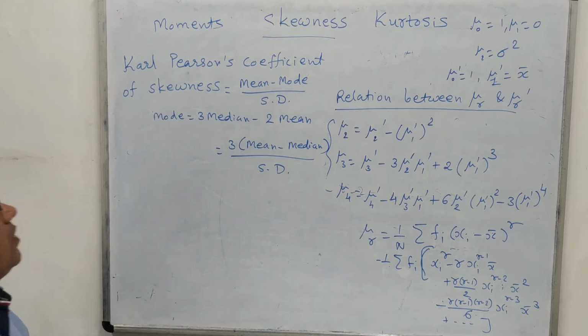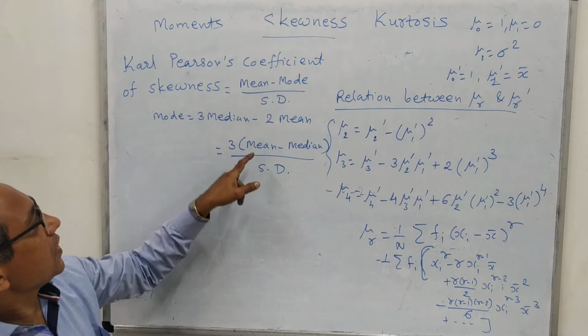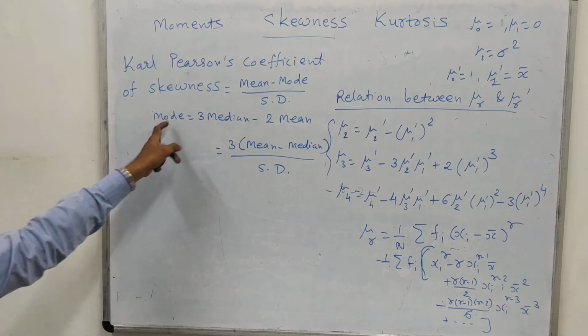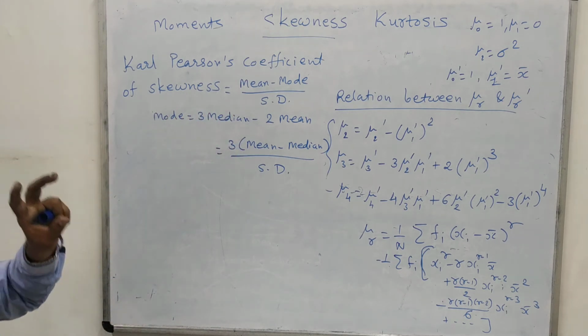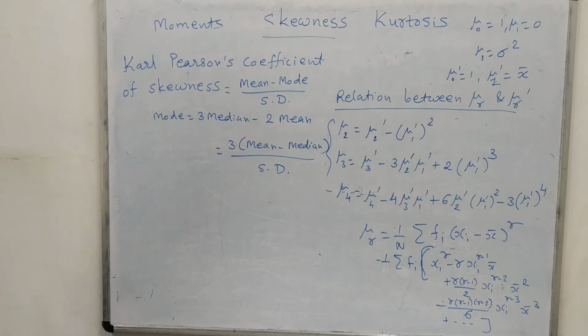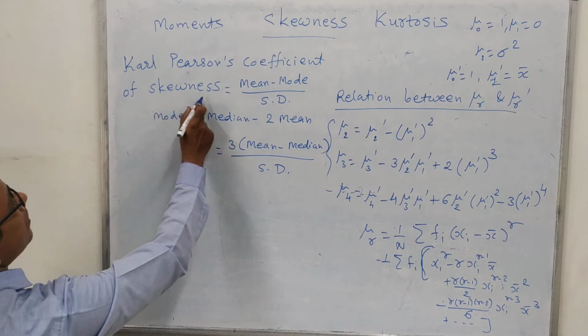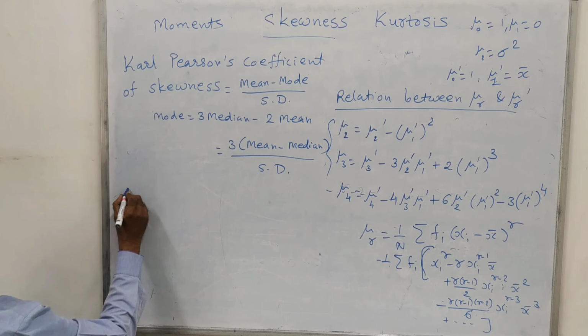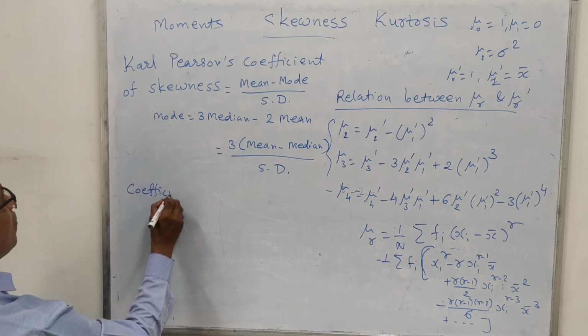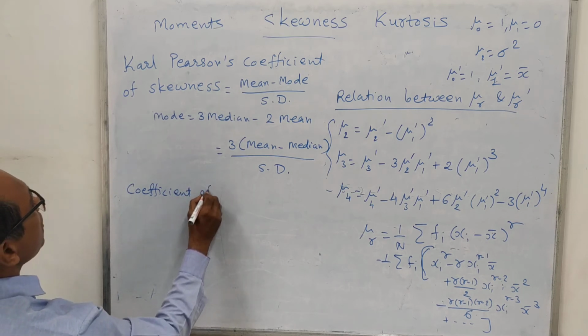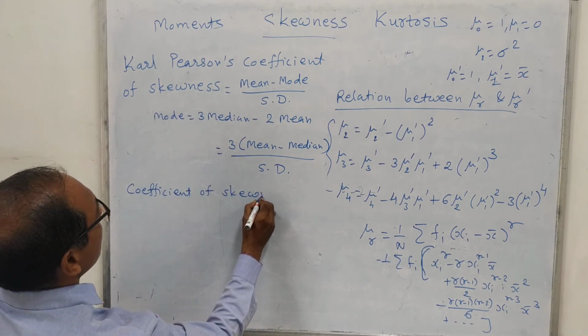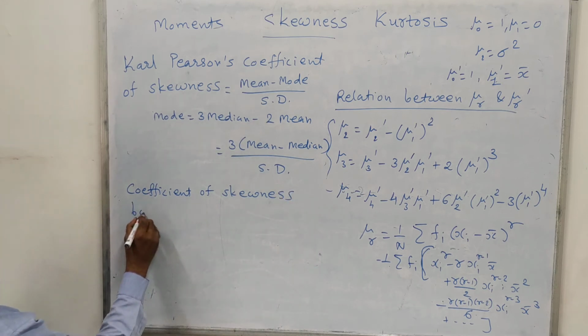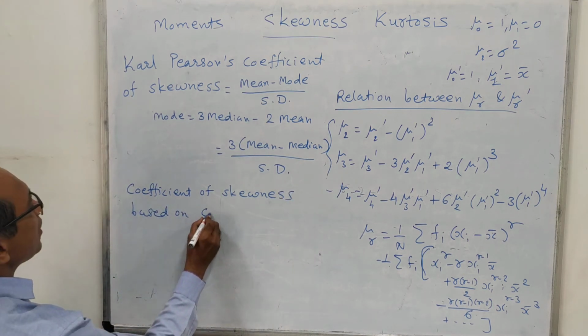So this is the formula for mean and mode, and this is mean and median. We already know these formulas. Now the coefficient based on central moments. So this Karl Pearson's coefficient of skewness is based on mean, median and mode. But now we will see the same coefficient of skewness based on central moments.